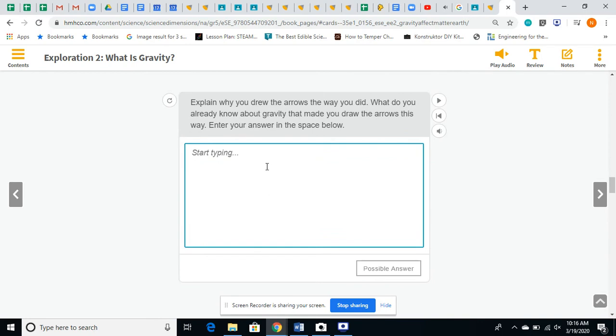Explain why you drew the arrows the way you did. What did you already know about gravity that made you draw the arrows? Gravity pulls toward each other. So the dough is being pulled toward the Earth.